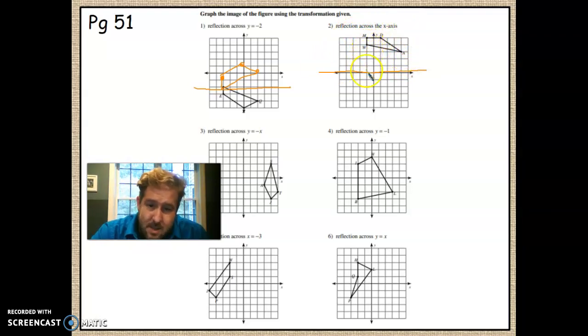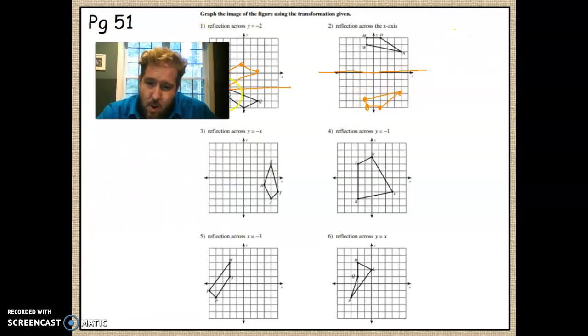So once again, for each point, just count 1, 2, 3, 4, 1, 2, 3, 4, and then the other one's going to be 1 more away. D is going to end up here. 1, 2, 3, 1, 2, 3. Connect your points up, and you've got the exact same image.